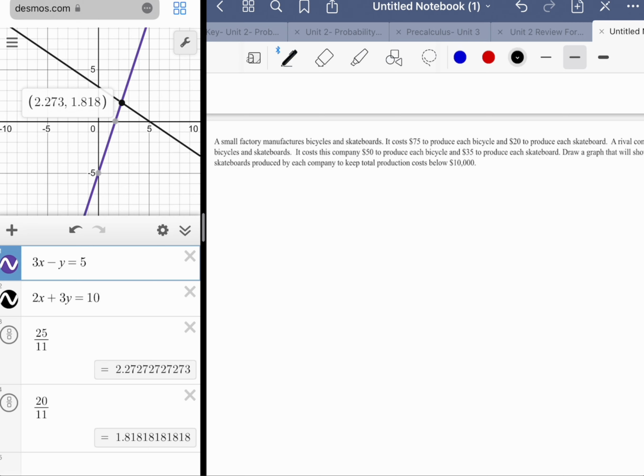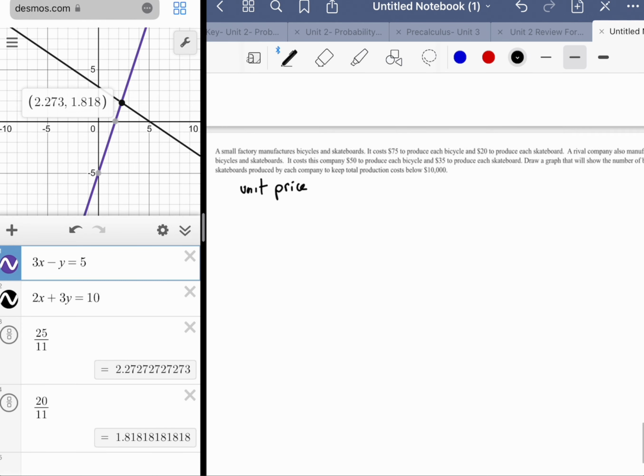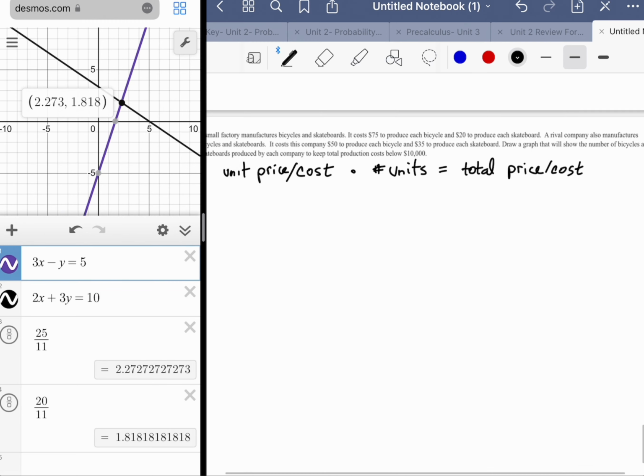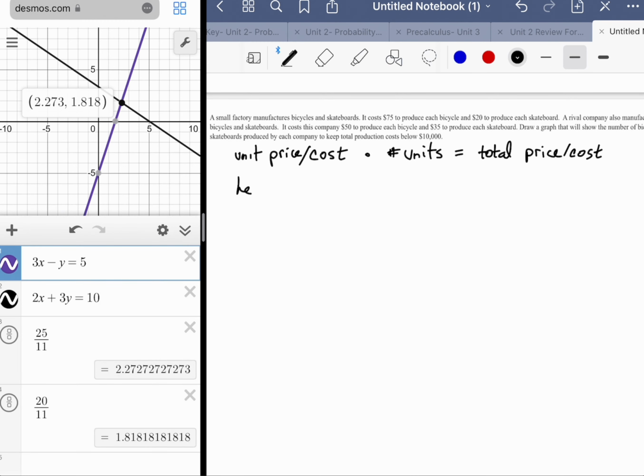All right. So we just have to remember that unit price or cost times the number of units, in this case it's cost, is equal to the total price or cost. All right. So I'm going to let x equal the number of bicycles produced.